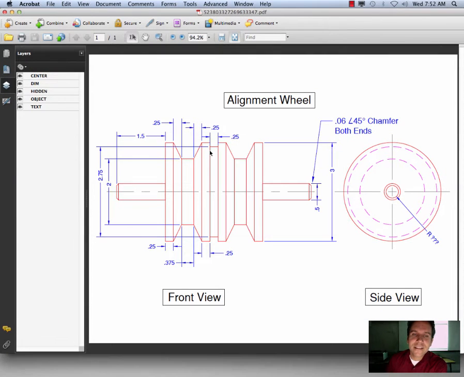Okay, so looking at today's assignment here, this is meant to sort of be a 3D view. So we have a three-dimensional object here, this alignment wheel, and this is our front view, and this is our side view. There's a few things that are critical to this. The first one is that they line up in the sense that the bottom of my objects line up here, and the top of my objects line up here, since they're the same object.